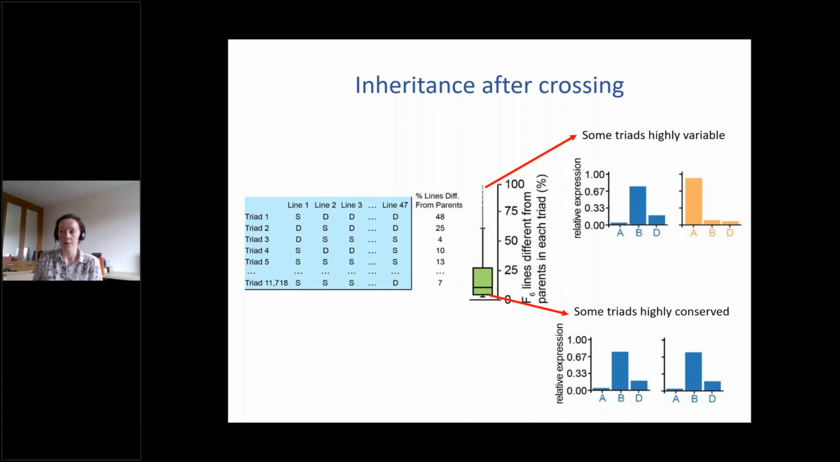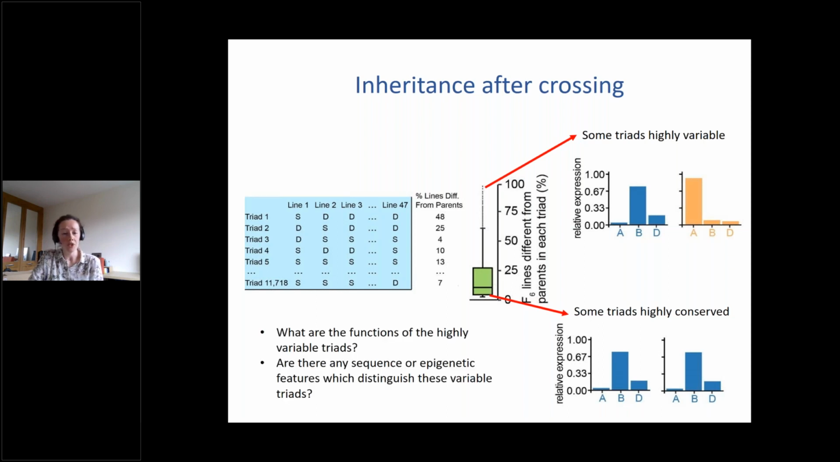So we're now currently working on trying to understand what the functions of these highly variable triads are. Do they have any biological relevance? And also, what is the mechanism that determines which triads, if you like, maintain their homolog expression patterns after crossing, and which triads can be very variable in the offspring?